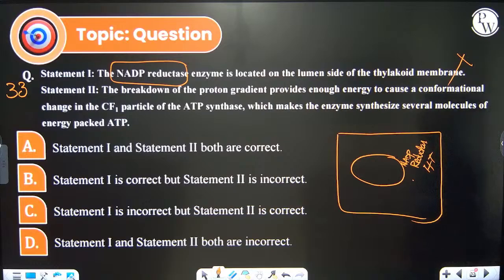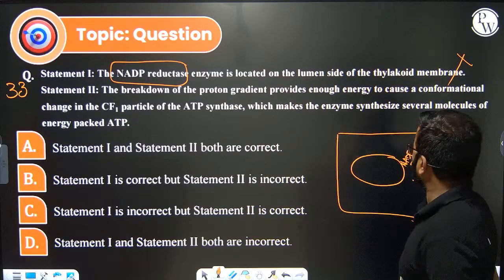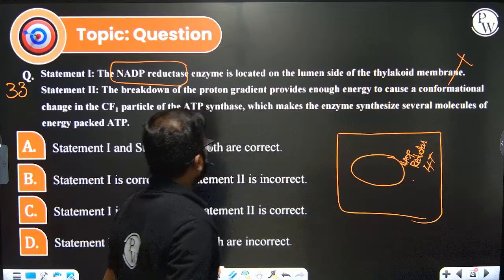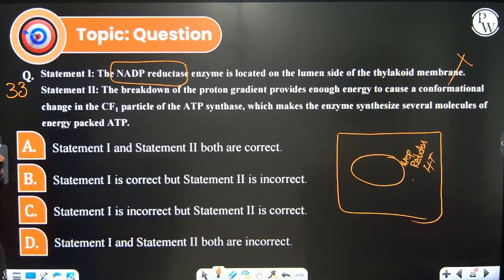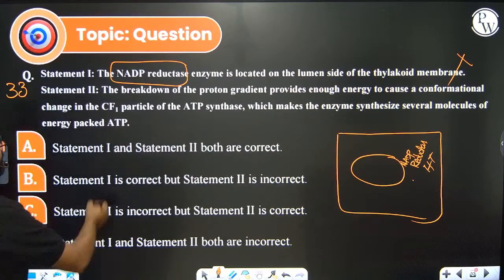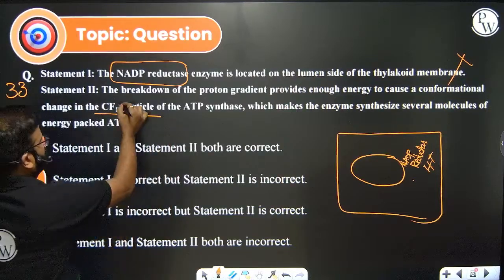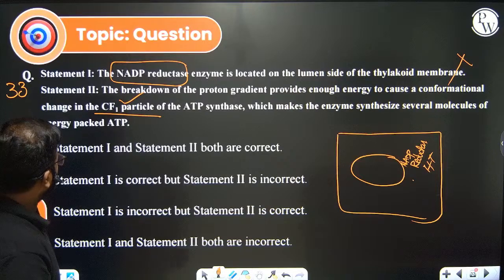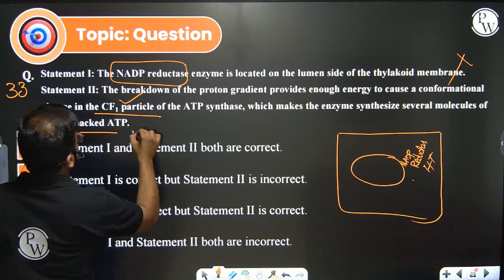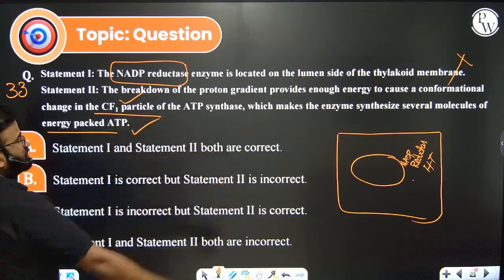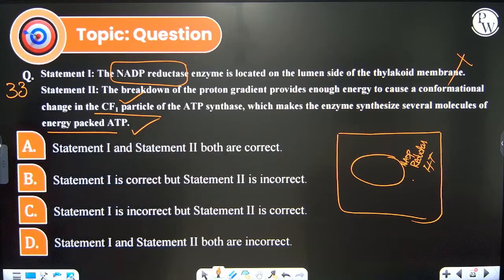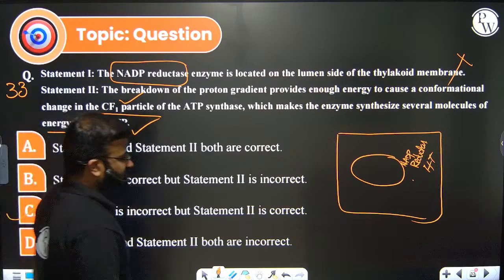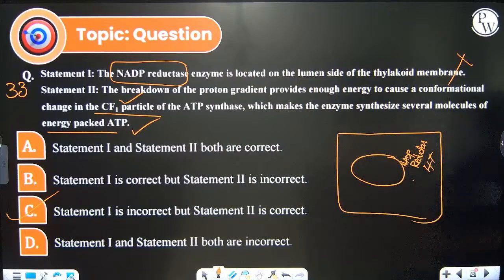What is the second statement? The breakdown of the proton gradient provides enough energy to cause conformational change in the CF particle of the ATP synthase, true so far, which makes the enzyme synthesize several molecules of energy packed ATP. Beautifully written. So this is also right. So first statement is incorrect, second is correct. So C would be our answer.